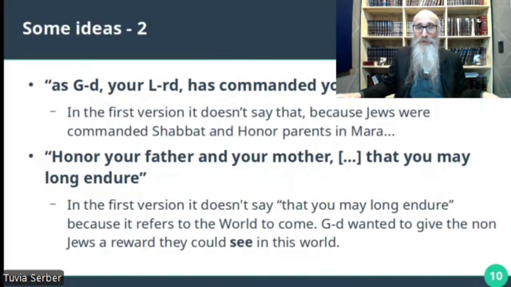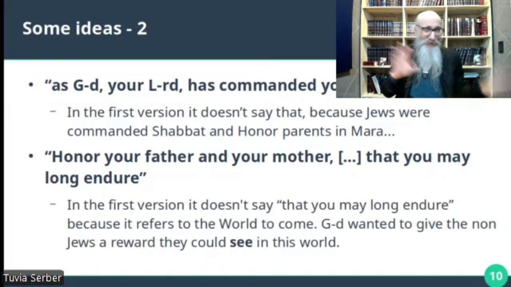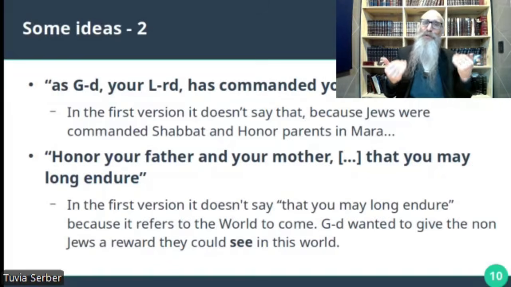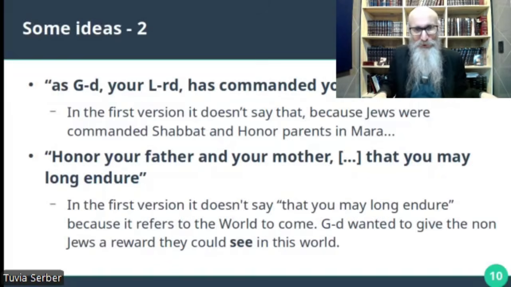When we continue reading the Ten Commandments, it says, as God has commanded you. In the second version of the Ten Commandments, you will see that it appears two or three times. Do this like I commanded you. Regarding Shabbos, it says, like I commanded you. Regarding honoring parents, it says, like I commanded you. But in the first version of the Ten Commandments, it doesn't say that. Why did Moshe Rabbeinu add these words?